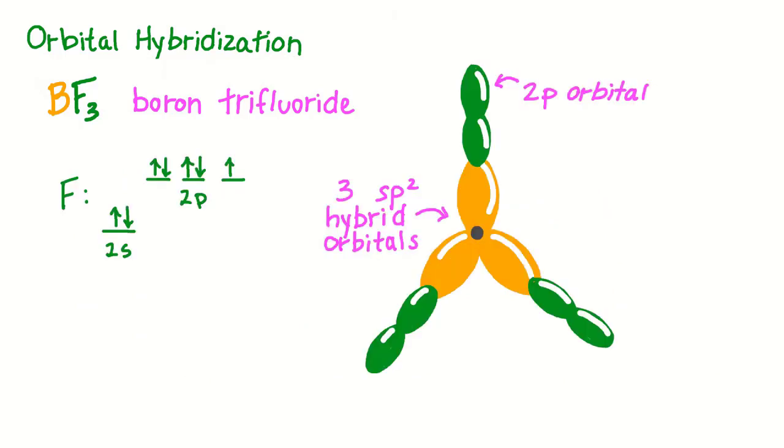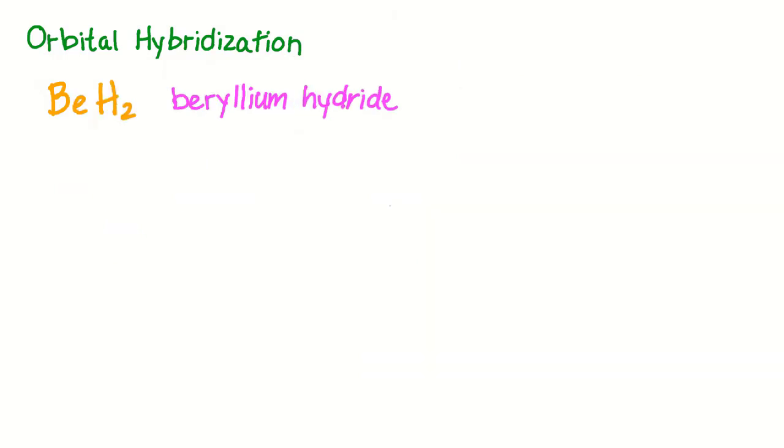The sp2 hybrid orbitals can overlap with the 2p orbitals of fluorine that have an unpaired electron. This creates 3 identical boron-fluorine bonds with a 120-degree bond angle. And just as we saw in methane, this bond angle maximizes the distance between the bonding electrons, which minimizes the electrostatic repulsions between them. Let's take a look at one last example of orbital hybridization with the molecule beryllium hydride.